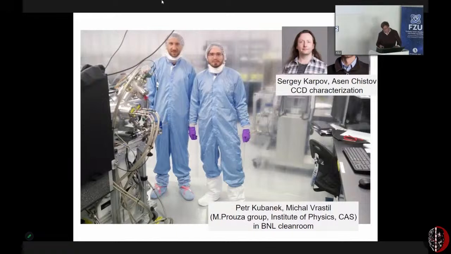Now, Michael's group played a big role in this enterprise, and we had a constant flow of visitors working both in the clean room, and later when we finished the clean room operations, they also helped us with the CCD characterizations and other things. And Piotr Kubanik, many must know him. He went on, and he is now in Tucson, working for the Rubin Observatory full time.